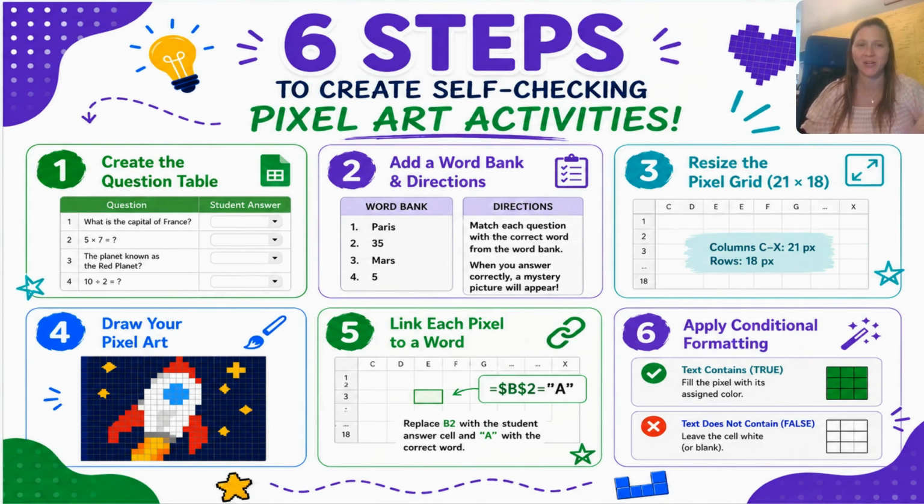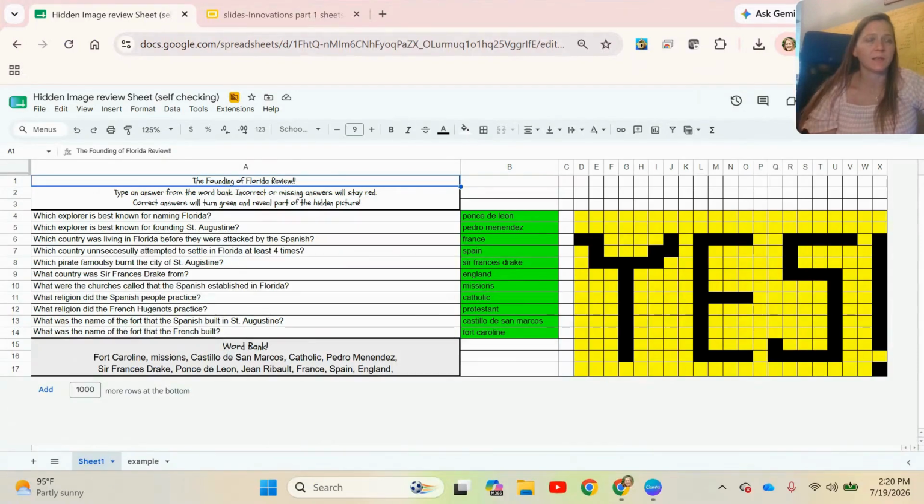Let's go ahead and take a look at a completed pixel art activity first. So this is a pixel art activity that I did for the Founding of Florida review. So I had several questions here. This is where my questions are and my answers. So this is why I would create 2 columns, one for questions, one for answers. After my columns, I then went ahead and added my directions.